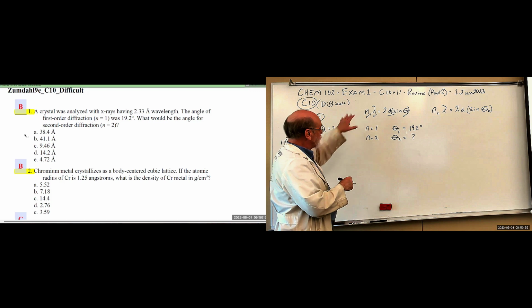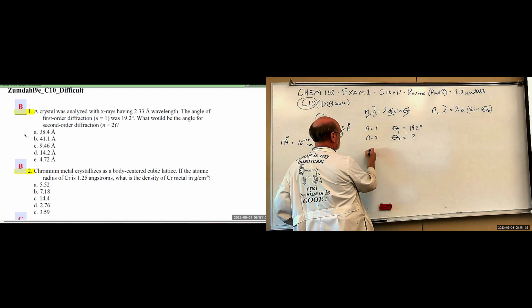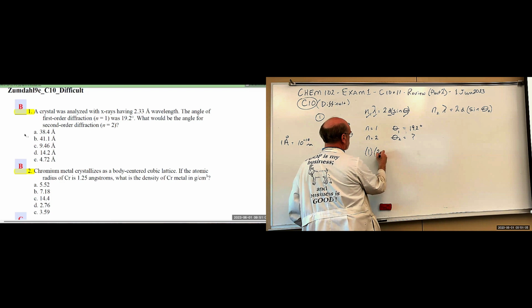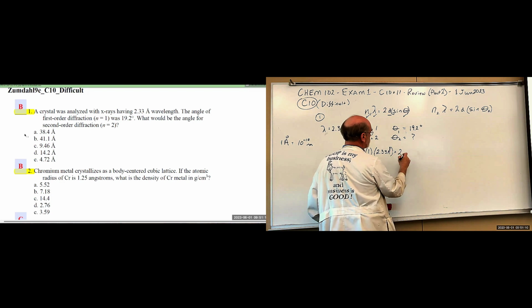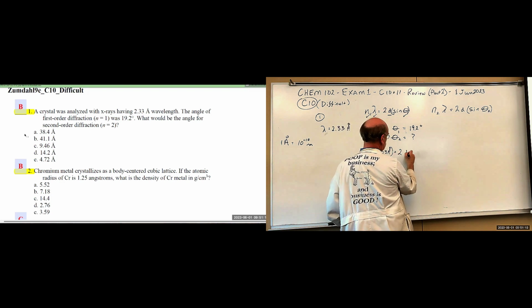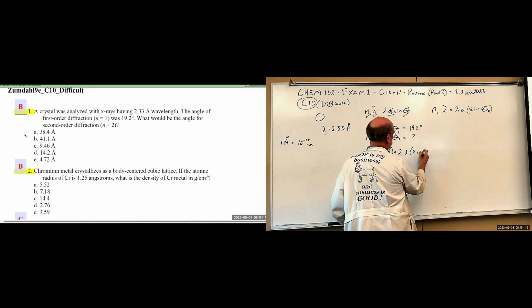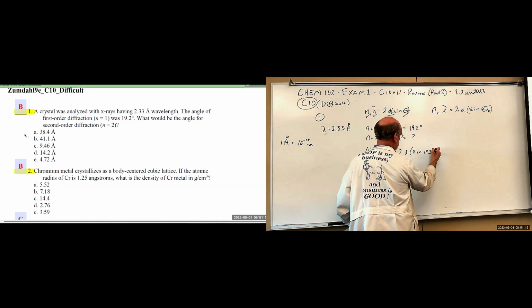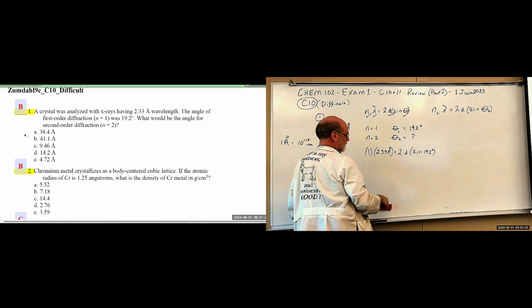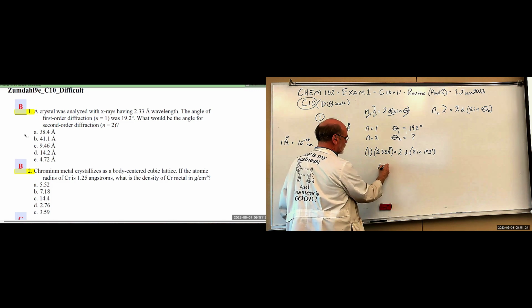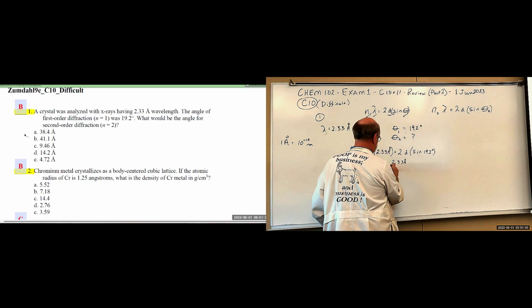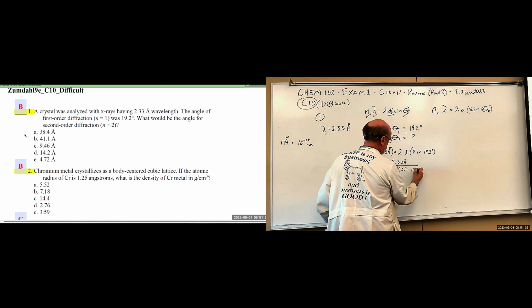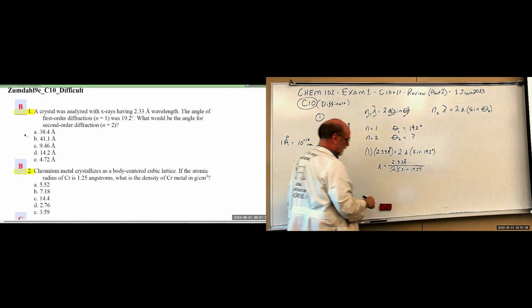All right, so to solve the first one, we're going to have 1 times the wavelength and then 2 and D. What's D? We don't know yet. Sine theta, 19.2 degrees. So we're going to solve for D. And let's go ahead and do that. D is here, and that means 2.33 angstroms divided by 2 times sine 19.2. There we go. So now we can find out what D is.